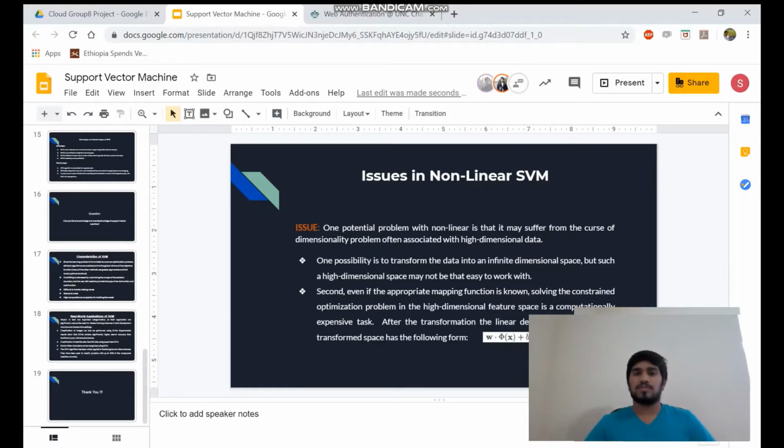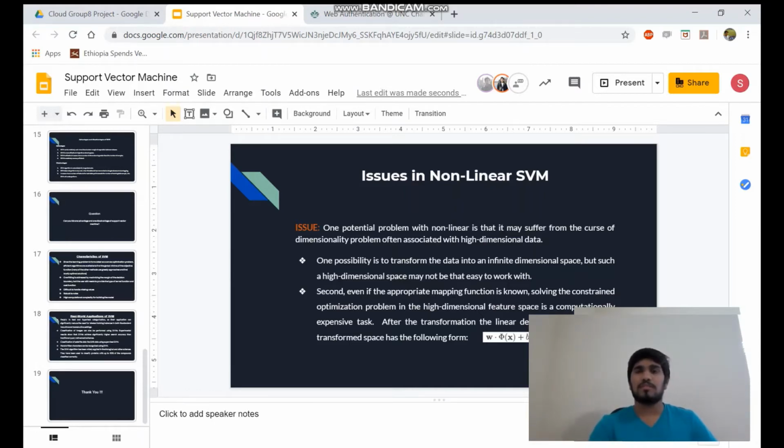I am here to discuss the issues in nonlinear support vector machines and their solution. As one of my friends has previously discussed about nonlinear support vector machines, we know that it may suffer from the curse of dimensionality problem with high dimensional data. So one solution is to transform the data into infinite dimension space, but at high dimensions it is not easy to work with. Even if the appropriate mapping function is found, solving the problem at high dimensions is a computationally expensive task. After the transformation, the decision boundary is similar to that of a linear decision boundary.